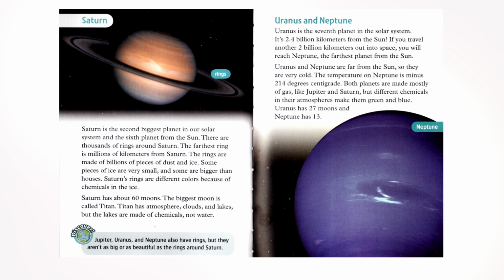Uranus and Neptune are far from the Sun, so they are very cold. The temperature on Neptune is minus 214 degrees centigrade. Both planets are made mostly of gas, like Jupiter and Saturn, but different chemicals in their atmospheres make them green and blue. Uranus has 27 moons, and Neptune has 13.